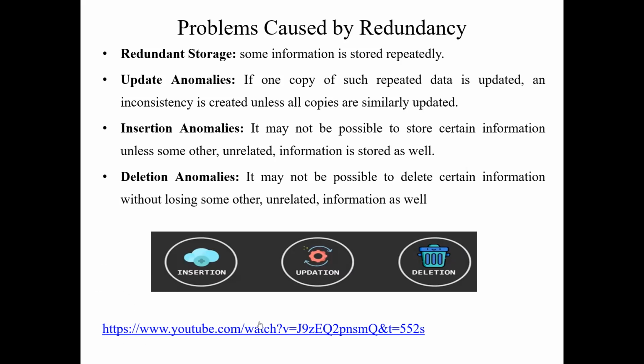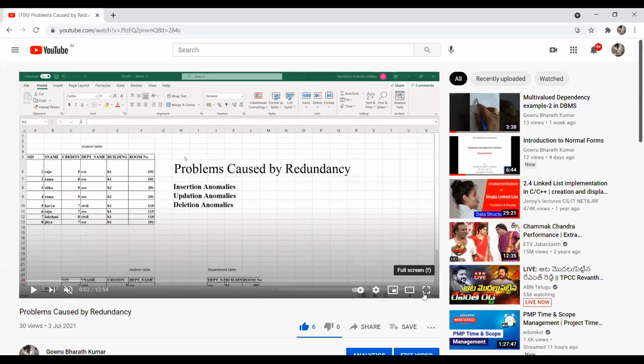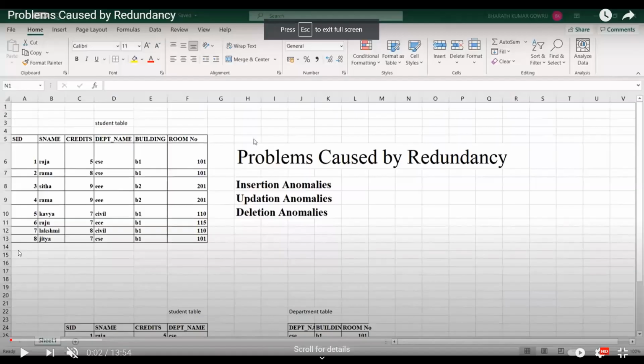I will mention the link also. With the help of this link, we will see the meaning of these three anomalies. My dear students, please listen and observe carefully, because these problems are caused by redundancy. If you clearly understand this, then only you will understand the normal forms.